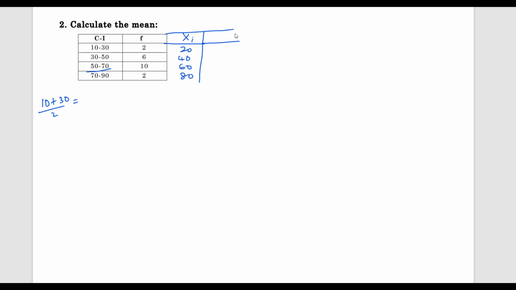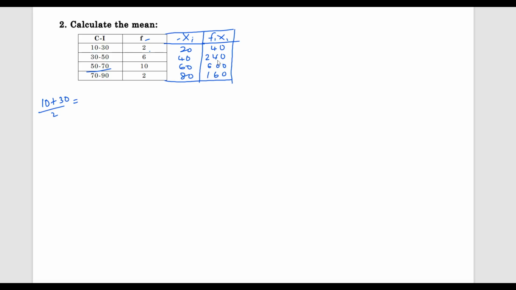Now, what is the next step? Next step, calculate fi xi. Just multiply f value and xi value. That is 2 into 20 is 40. Next, 6 into 40, 240. 10 into 60, 600. Now 2 into 80, 160.